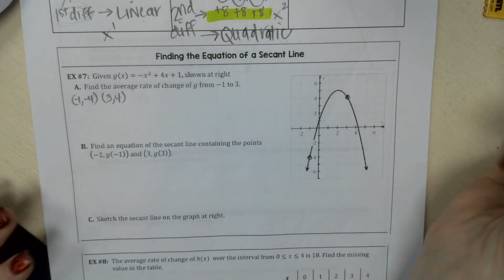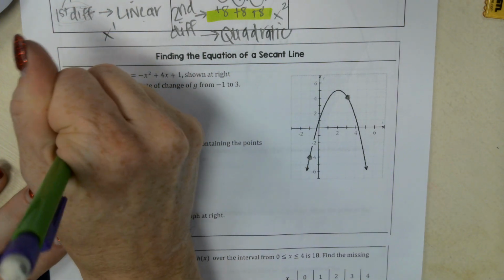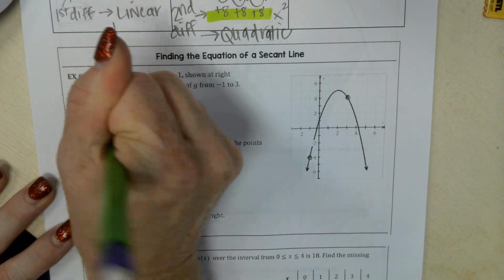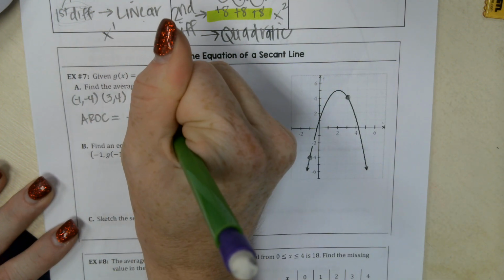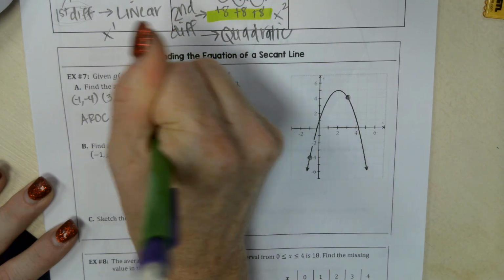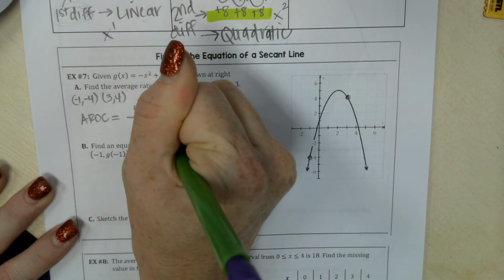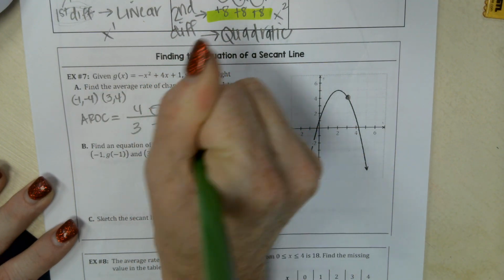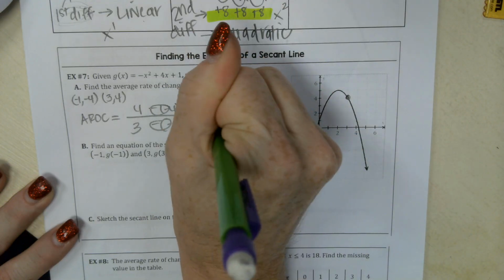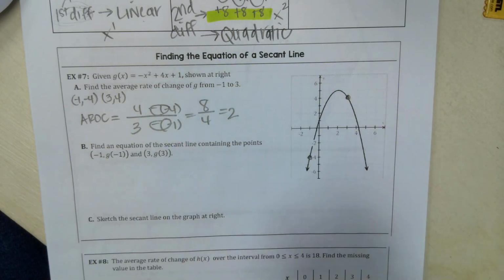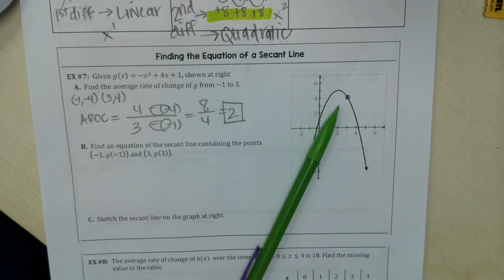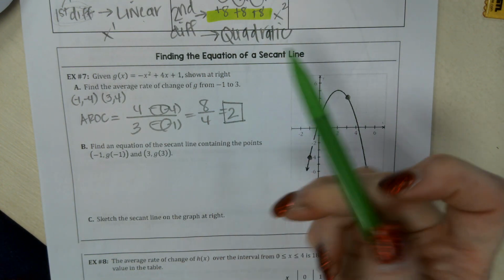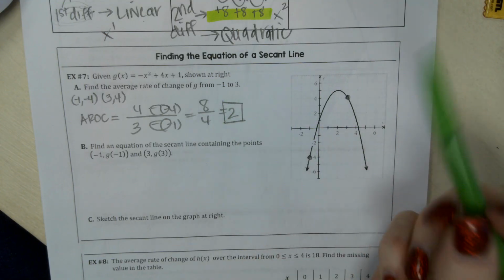Now, I want to find the average rate of change, so all I'm doing is finding the slope between those 2 points. So I'm going to do 4 minus -4, and that means I have to do 3 minus -1. So that is 8 over 4, which is 2. We could have just counted it as well, too. Yeah, but it was asking me.